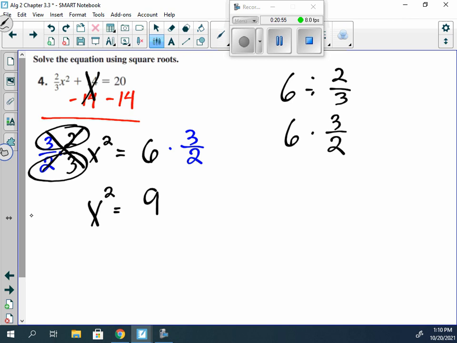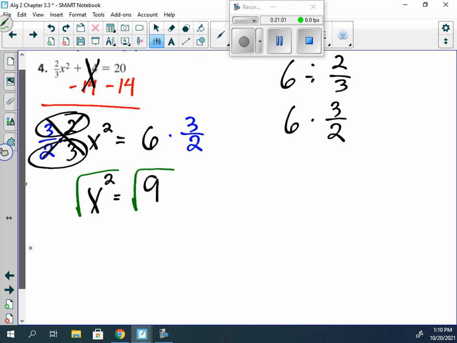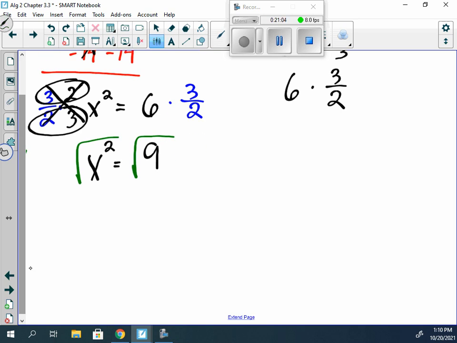Now, what do we do lastly? Square root both sides. Now the square root of x squared is x, and x is equal to the square root of 9, which would be plus or minus 3. Since we square rooted both sides, we have to add the plus or minus. If we'd just taken the square root of 9, it would be 3. But because we're taking the square root of both sides, we have to add the plus or minus.